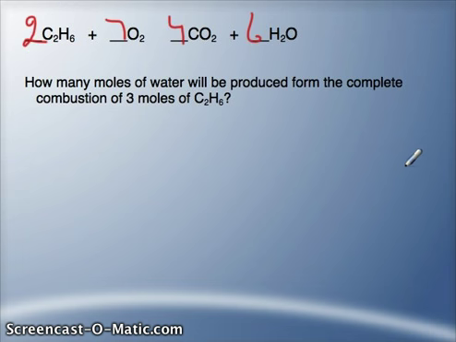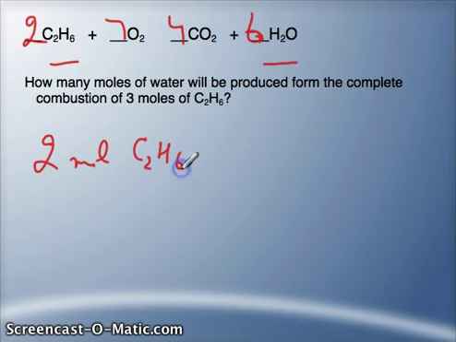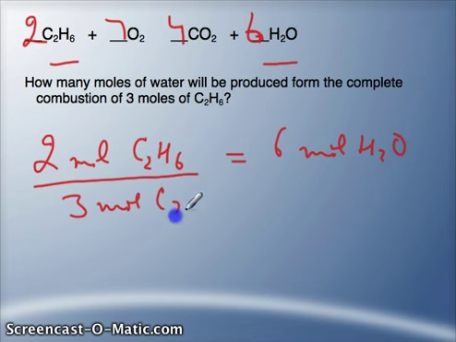How many moles of water will be produced from the complete combustion of 3 moles of C2H6? So we're talking about C2H6 and water. If you look at the balanced chemical equation, the ratio of C2H6 to water is 2 to 6. So according to my balanced chemical equation, for every 2 moles of C2H6, I get 6 moles of water. So now the question is, what if I have 3 moles of C2H6? How many moles of water would I form?